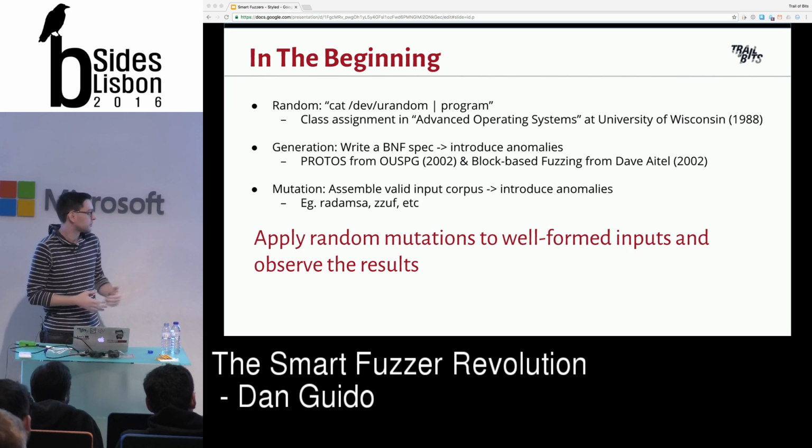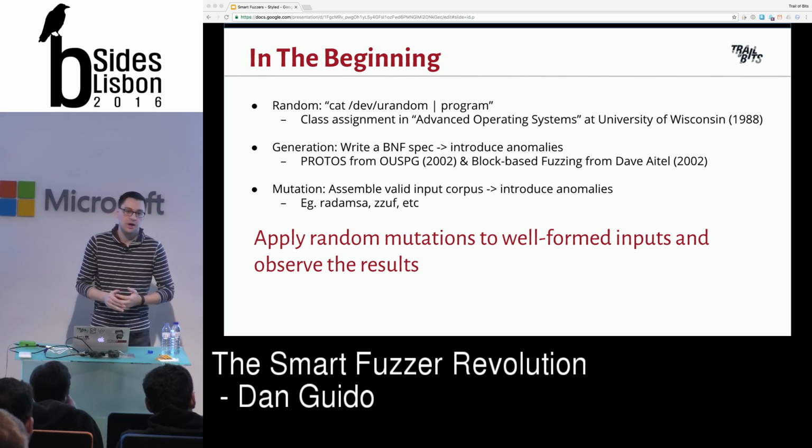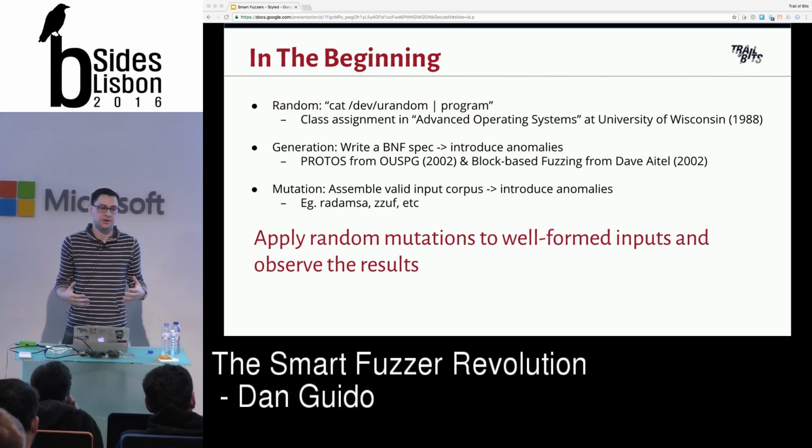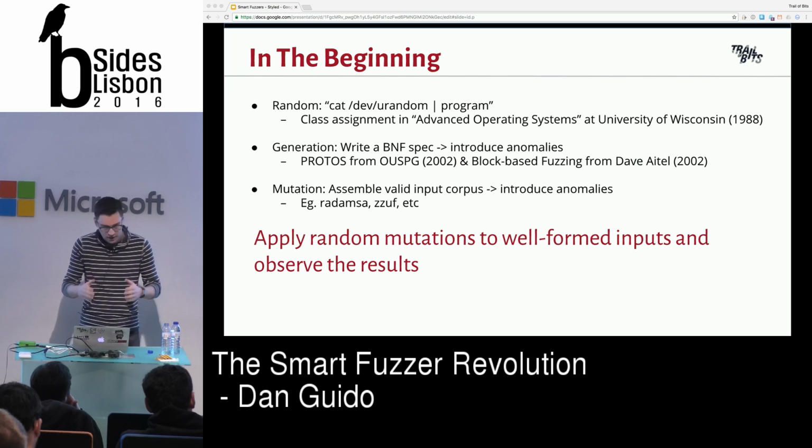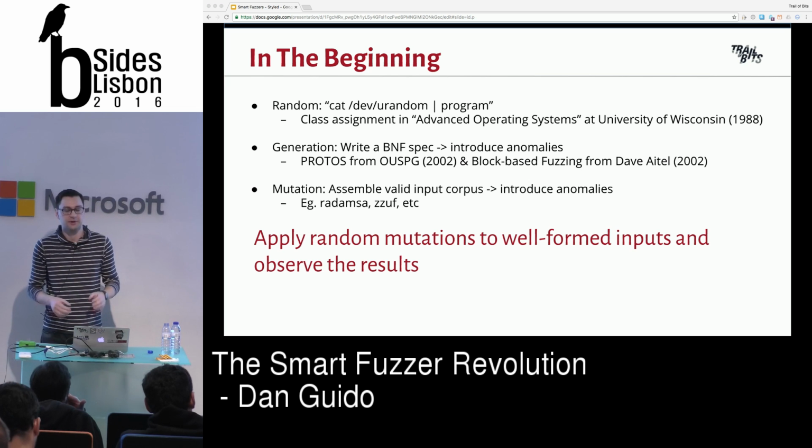At the same time, we also looked at mutation-based fuzzing. So this is really resource intensive, unlike, I guess generation is resource intensive as well. You have to sit there and create a spec in a BNF and test it to make sure it's what the spec actually says.